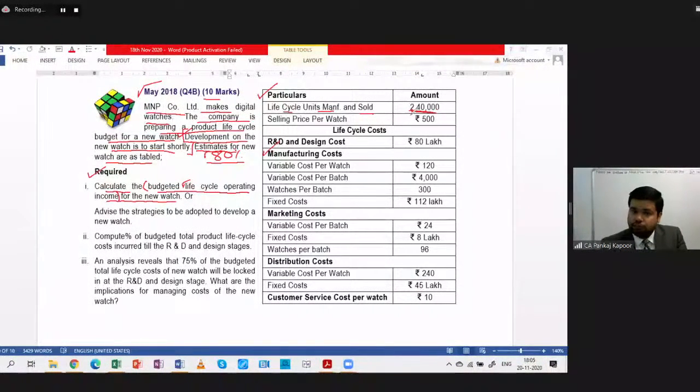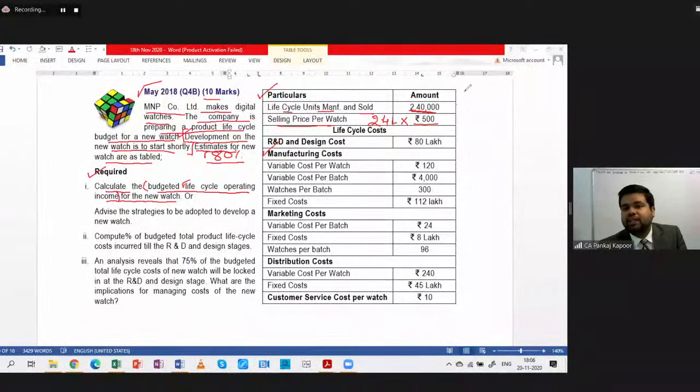So during the life of this particular watch, we will manufacture 2.4 lakh units and we will sell 2.4 lakh units. Further, the selling price per watch is 500. Can anyone tell me what our revenue will be? It is very easy to calculate. 2.4 lakh watches into 500 for each watch. Our revenue will be 12 crore rupees.